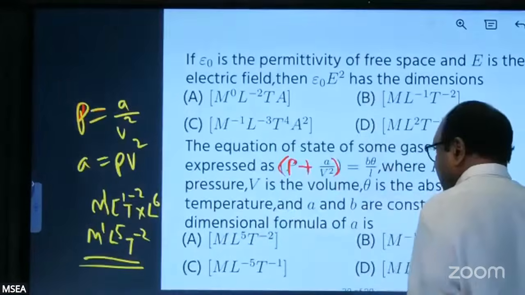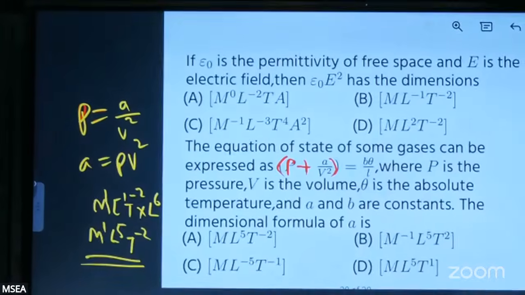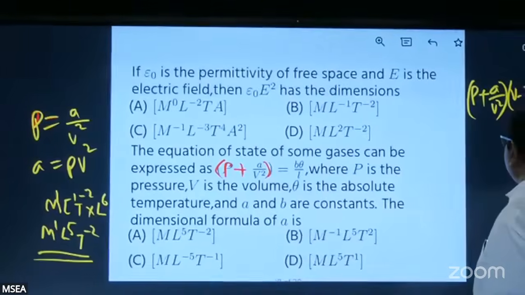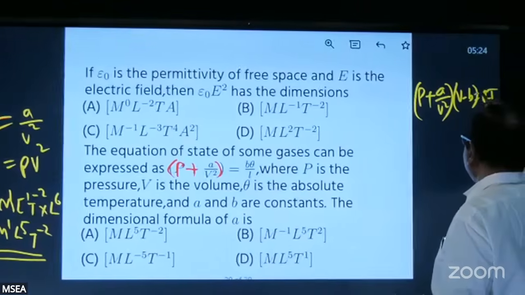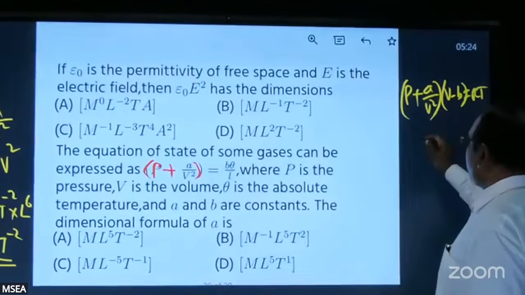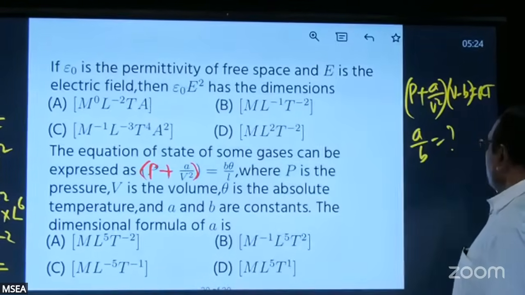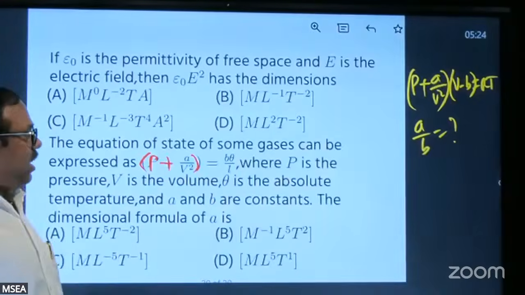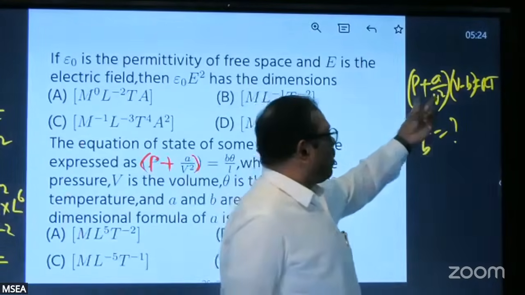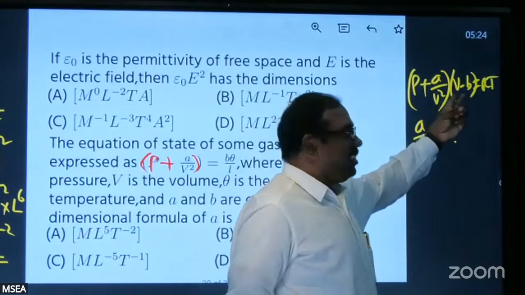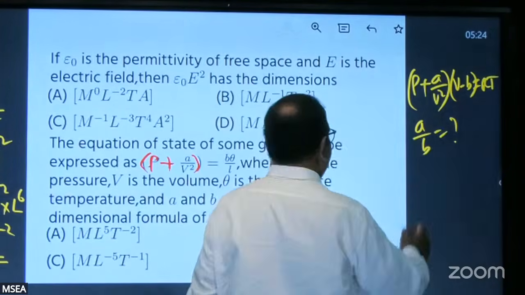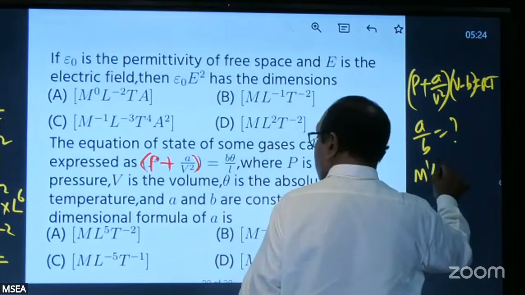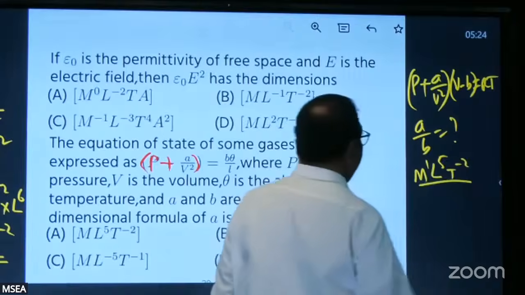Let us take another one. This is P plus A by V square, times V minus B, equal to RT, the van der Waals equation. What is the dimension formula for A by B? Again, according to the principle of homogeneity, these two should have the same dimension formula. We already got the dimension formula for A: M1 L power 5 T power minus 2.